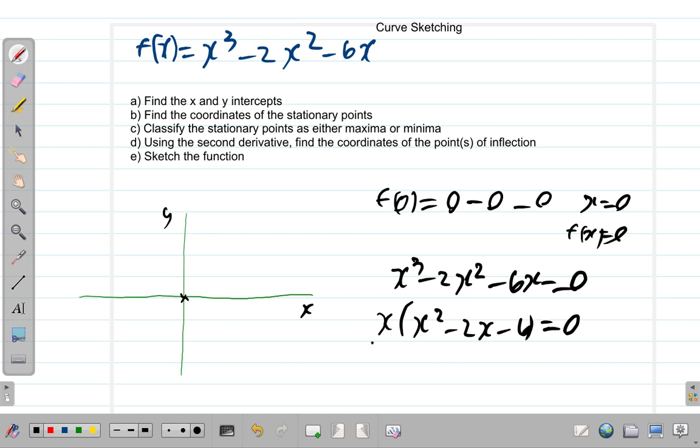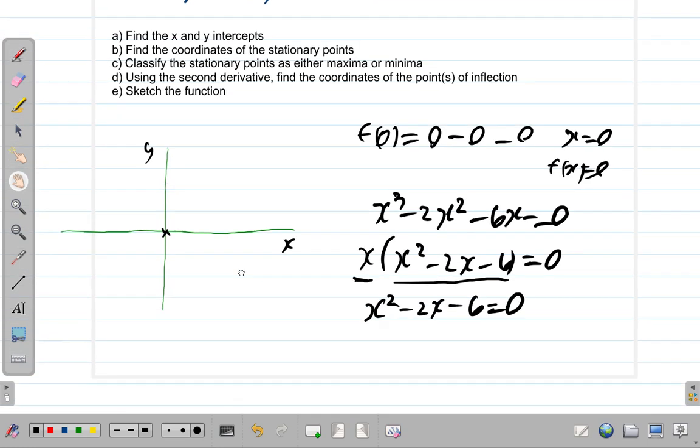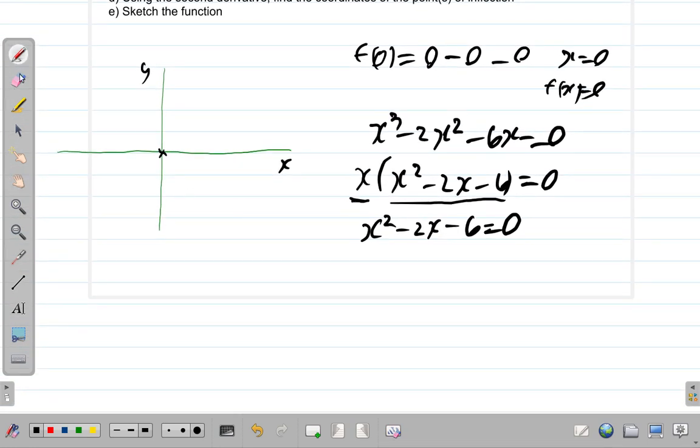The fact that these two things multiply and the answer is 0 means x could be 0. We looked at that case already when x is 0. Or it could be x squared minus 2x minus 6 equals 0. Or it could be both. Well, let's look at what happens when x squared minus 2x minus 6 equals 0. Let's scroll up a bit. Now, what happens when this is 0?